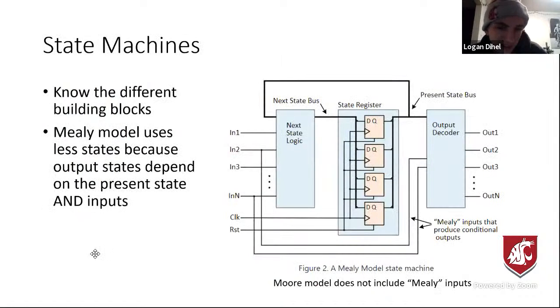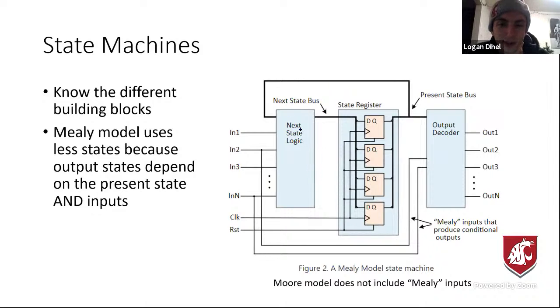So moving on, this is the last part of the class, which is state machines. And this is probably the most important part of 214, just because it's so powerful. Every computer or processor that you'll ever use is basically a state machine, just with some more fancy things added to it. And so you need to know what all the different building blocks are called, definitely.